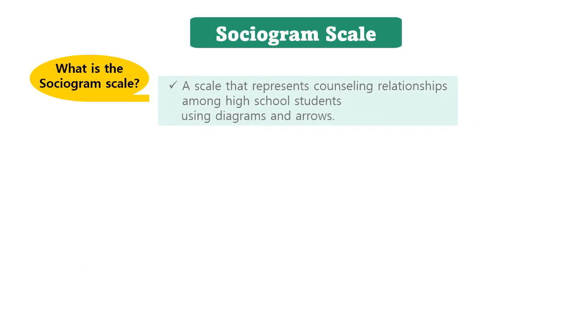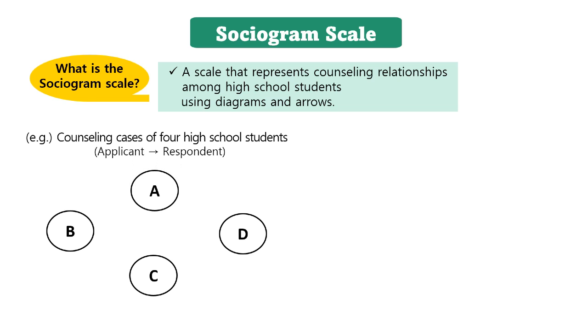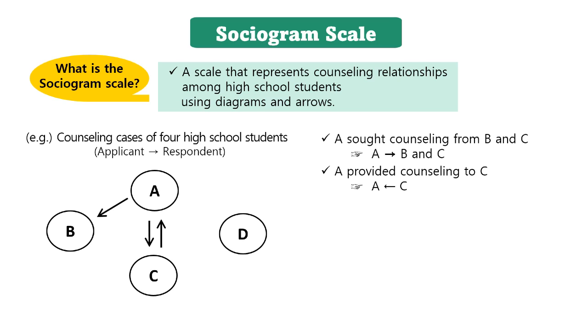Now, let's explain the sociogram scale. The sociogram is a scale that represents counseling relationships among high school students using diagrams and arrows. For example, let's consider the counseling cases of 4 high school students. If student A sought counseling from students B and C, they would indicate arrows pointing to B and C, respectively. And since student A provided counseling to student C, arrows would point from C to A.